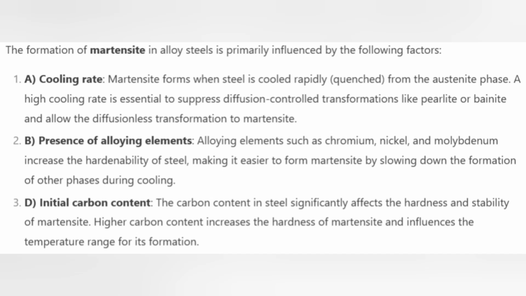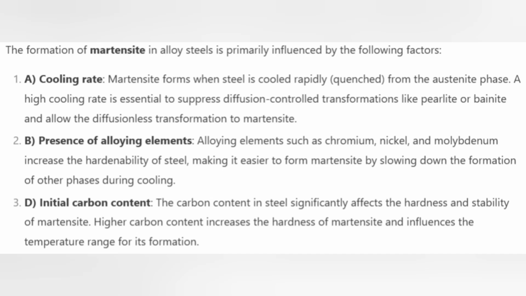Next one is presence of alloy element. Alloy elements such as chromium, nickel, molybdenum increase the hardenability of steel. They make it easier to form martensite by slowing down the formation of other phases. So if we add alloy elements like chromium and nickel, what do we get as the end product? It would reduce the formation of other phase products during cooling. So simply we get martensite. So the presence of these alloying elements would help the formation of martensite. So presence of alloying element is also a factor for the formation of martensite.